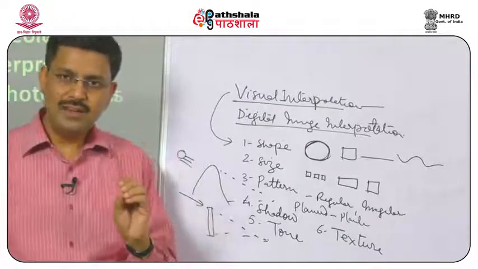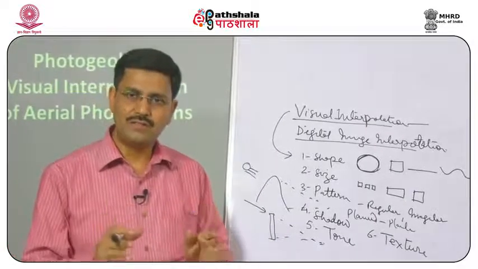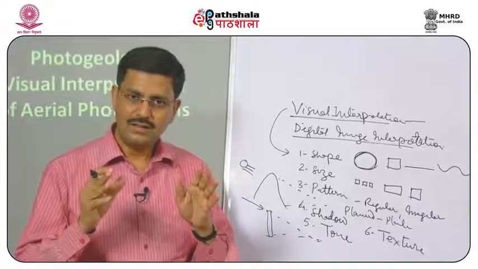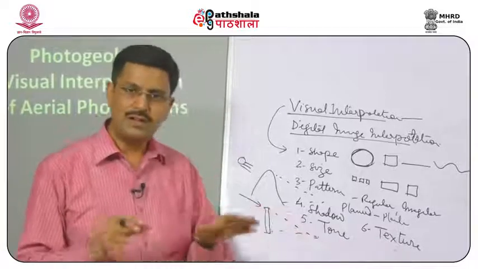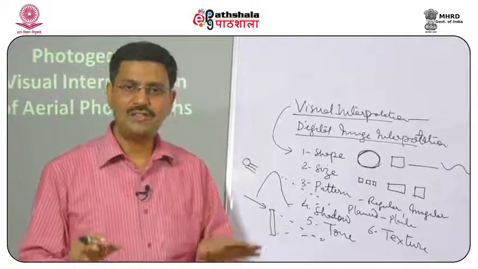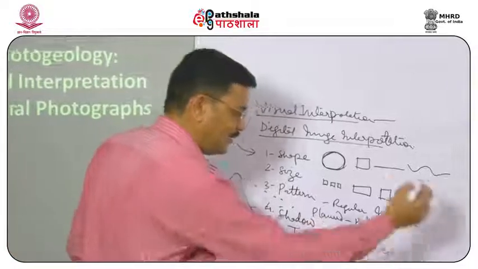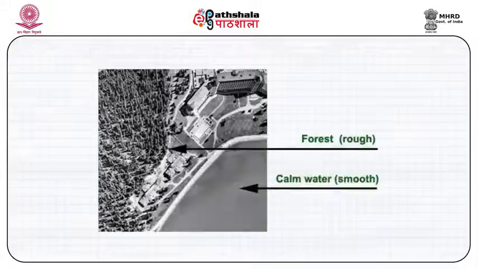Now, the moment I say texture, it designates how smooth the surface is, whether the surface is rough or smooth. So, texture tries to separate different features, different objects on the basis of surface roughness. What does it mean? If you have sand, desert area, the texture will be rough. If you have floodplain, alluvial soils, there the texture will be smooth.